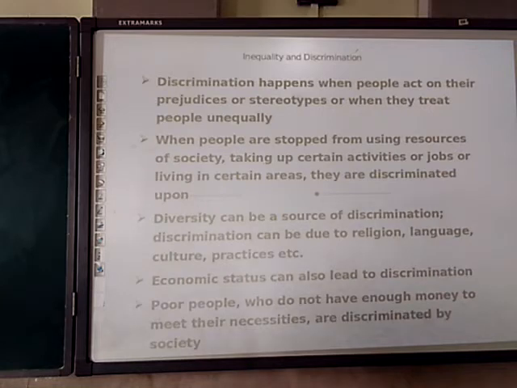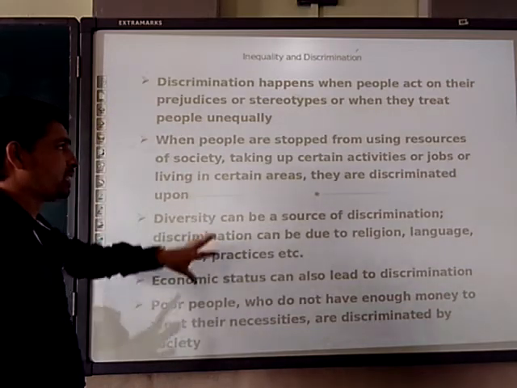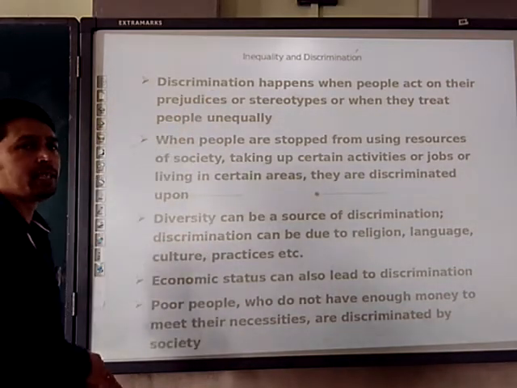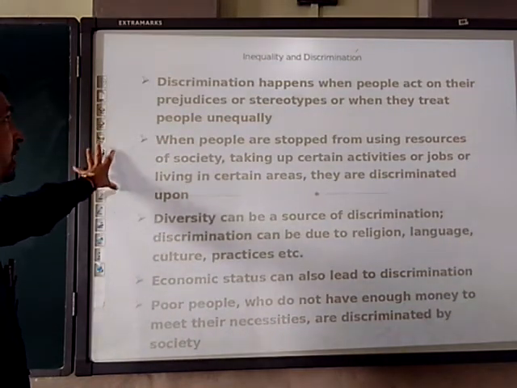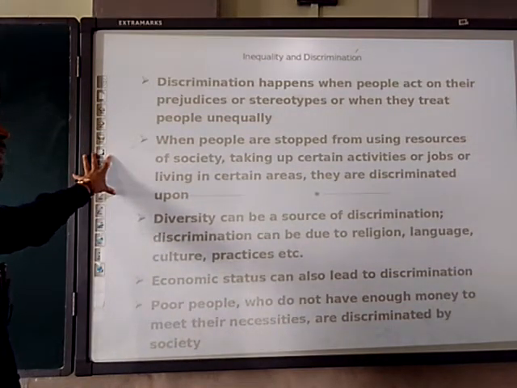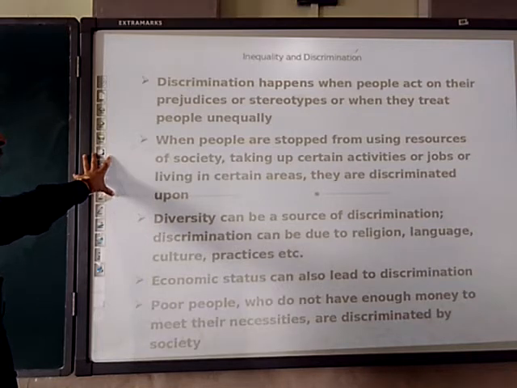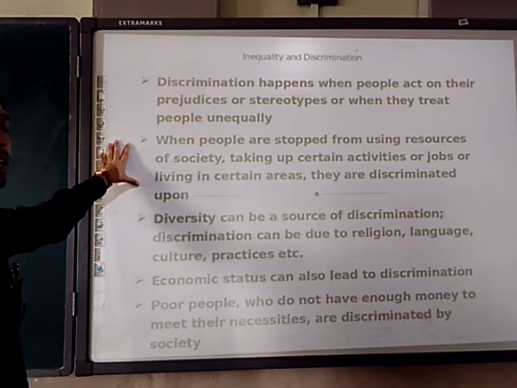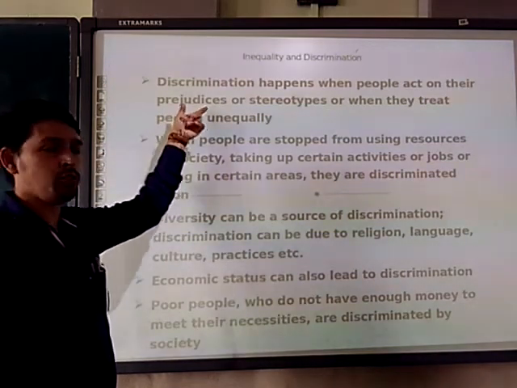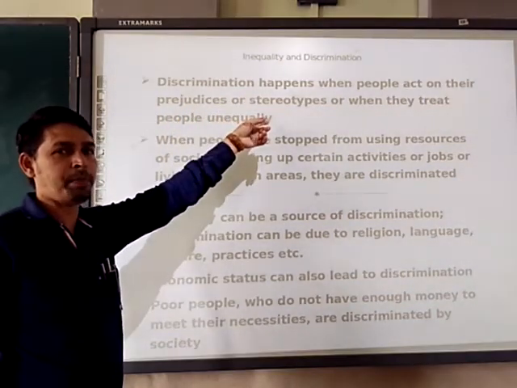Next, inequality and discrimination. So here I have made a few points for you which are very important. That's the gist I have taken from inequality and discrimination. You have to go through it very properly. Point number 1. Discrimination happens when people act on their prejudice and stereotype, and they treat people unequally because of prejudiced and stereotyped behavior.